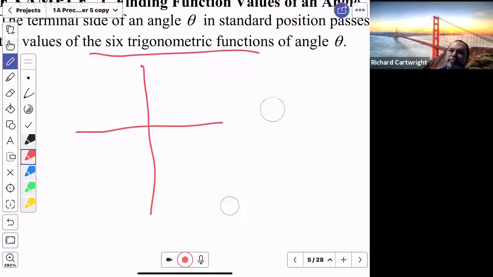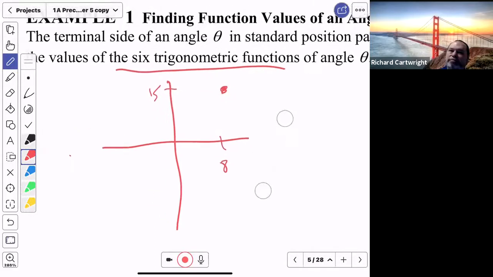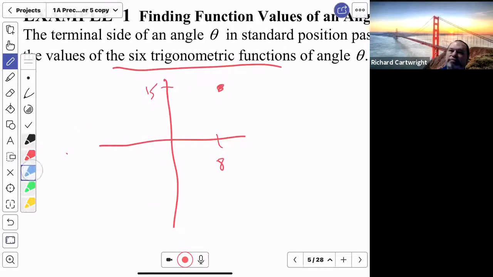So I've got to find (8, 15). Okay, bear with me. What does that imply? Remember, here's my initial side. The terminal side is going to open up so that the terminal side of the angle passes through that point (8, 15).